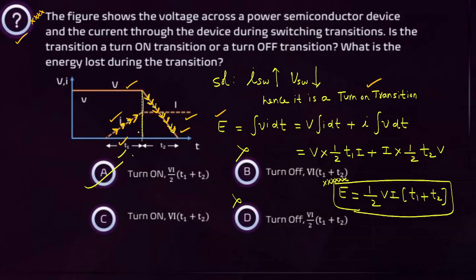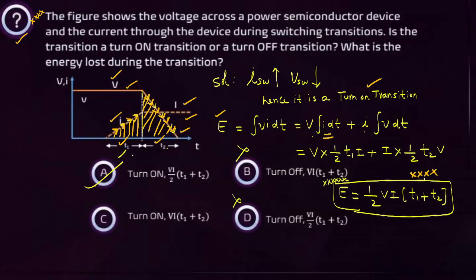During T1 time, voltage is constant, students. Then integral I dt, plus during T2 time, current is constant and voltage is changing, integral V dt. Integral I dt is the area under the current curve. You have to find the area under this curve of I into T1. During T2 time, voltage is changing. You have to find the area under this voltage curve of T2 into V. And finally, we can get this one.